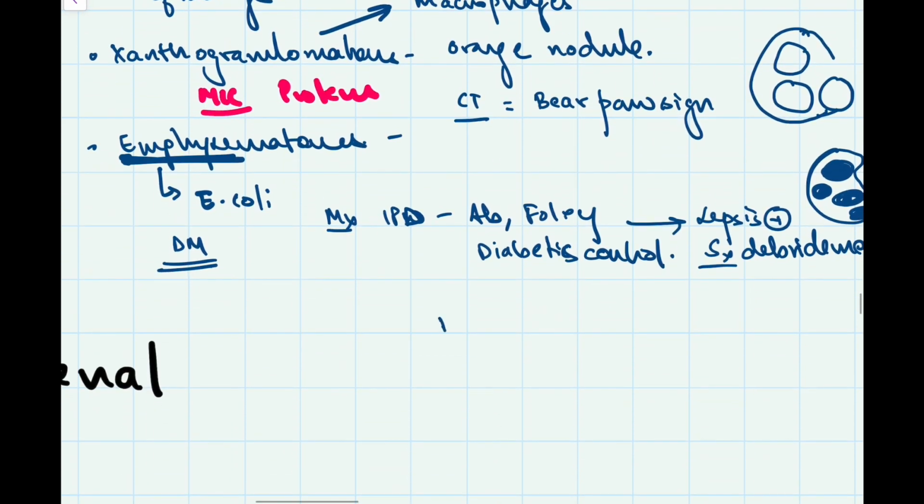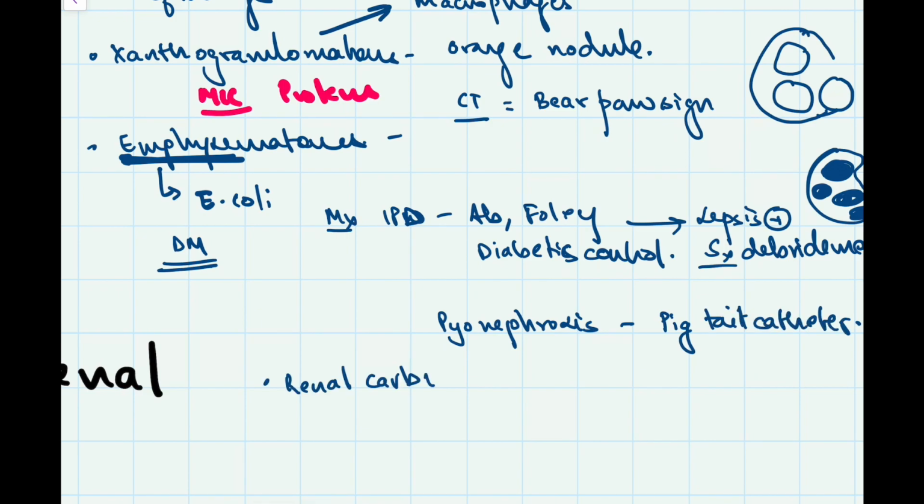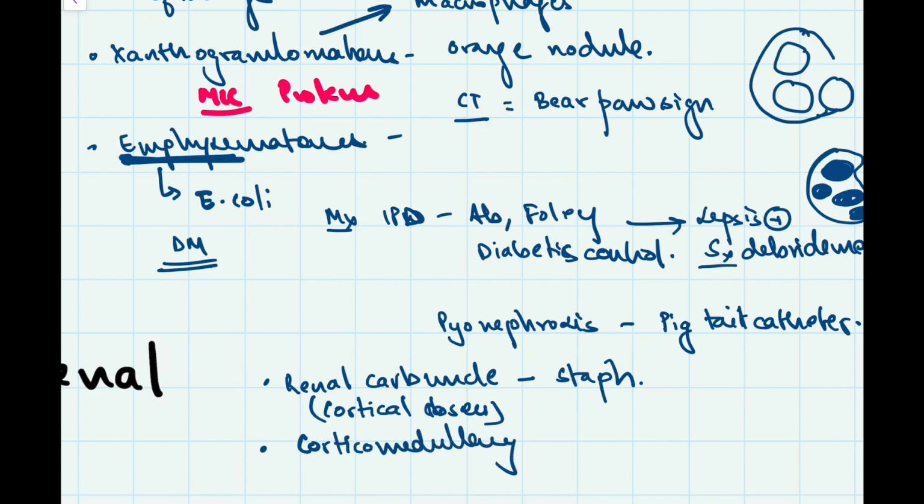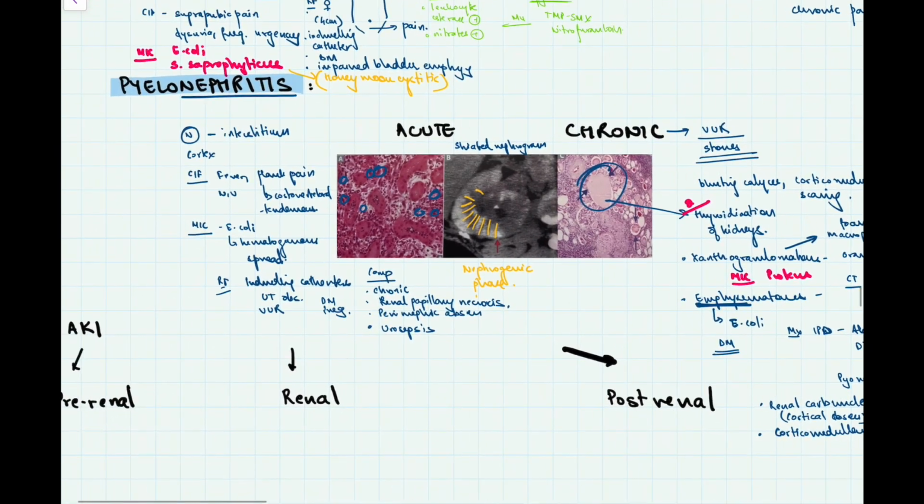Then other infective conditions could be pyonephrosis or an abscess, where the management would be insertion of a pigtail catheter. The other condition is renal carbuncle, which is nothing but an abscess of the cortex, or a cortical abscess, and the most common cause of any carbuncle is staph, so renal carbuncle also will be caused by staph. If we talk about corticomedullary abscess, then the most common organism becomes E. coli again. Right? So these were the infections in brief.